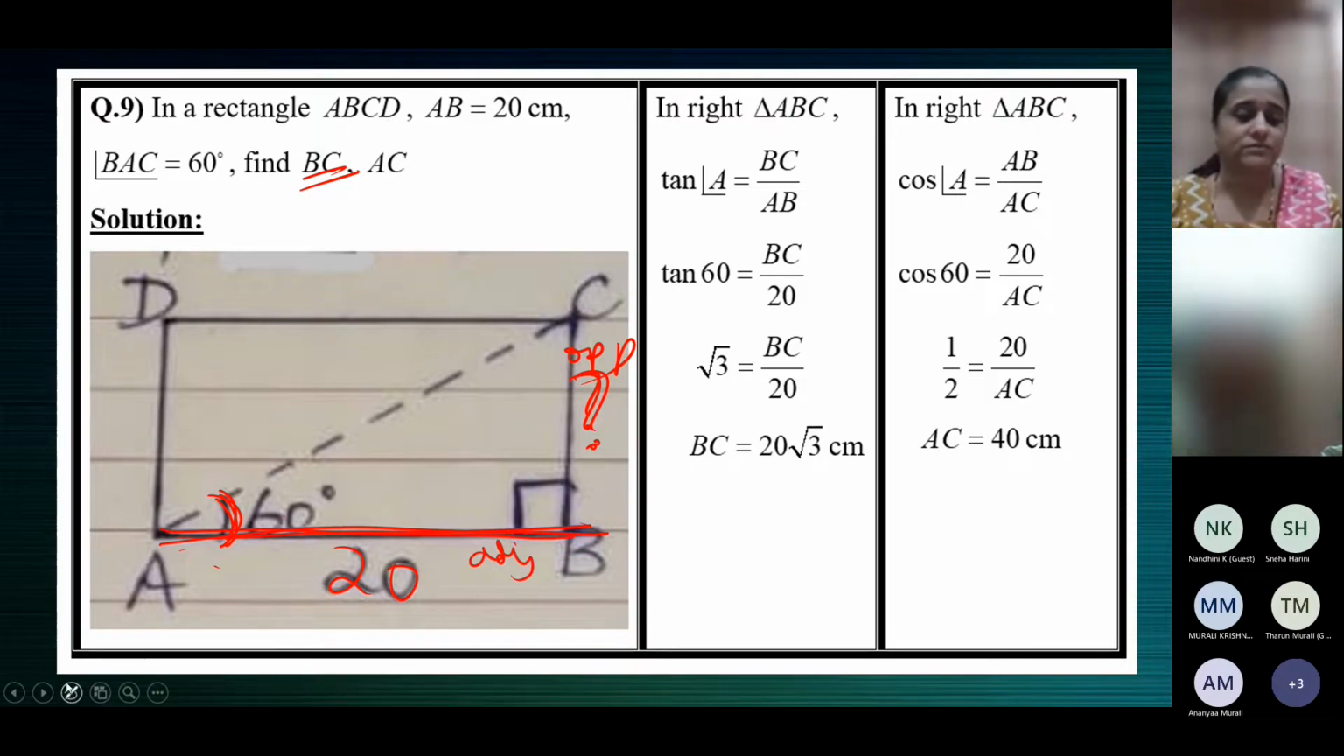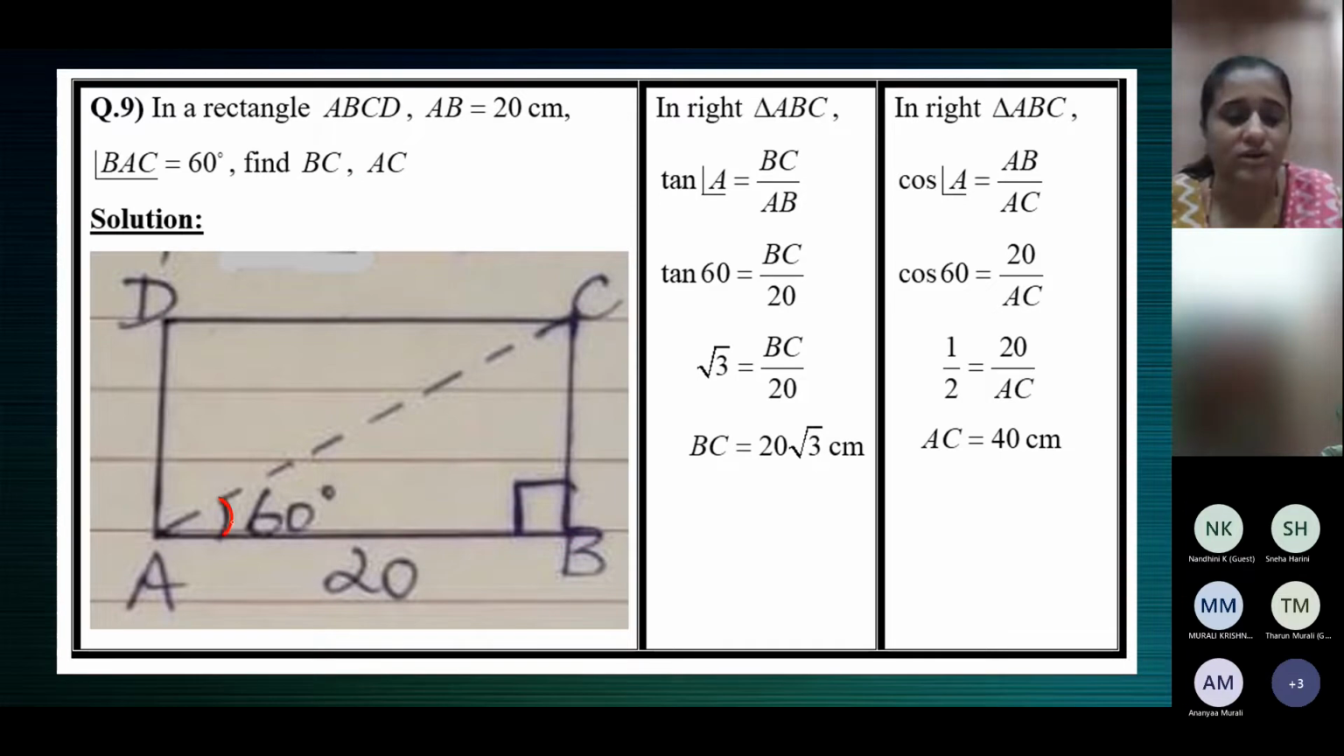I'll repeat. You have to use the acute angle 60 degrees. For 60 degrees, what is BC, because we have to find BC? Opposite side. And what is AB? Adjacent side. So opposite and adjacent, or adjacent and opposite. So you can use tan or you can use cot also. So tan 60 degrees, or tan of angle A, is equal to opposite by adjacent. We use tan because we have to find BC and we know AB is 20.